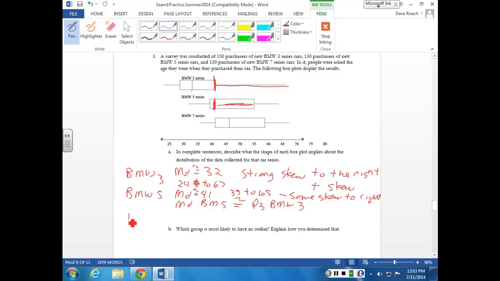So the BMW 7, the median is a little higher yet. It looks like about 46, and it goes from about 35 to maybe 67. Pretty close in that sense. It has a higher median than this group. A little bit higher minimum and maximum, but not much. And not as skewed as either of the other two distributions. Slight skew.